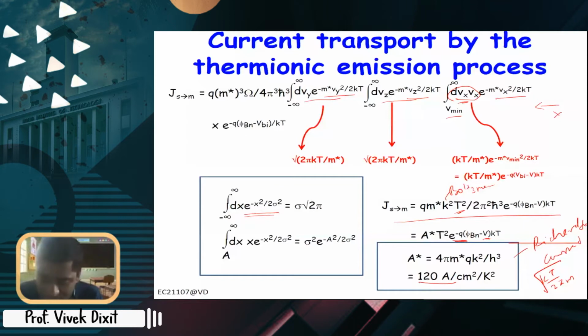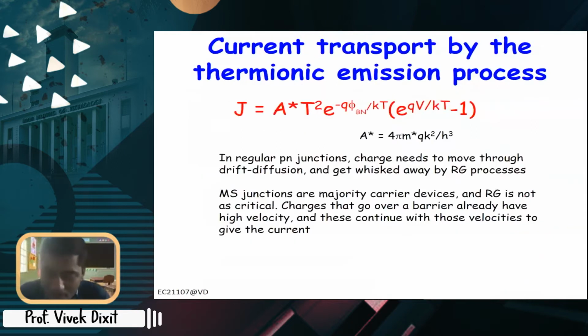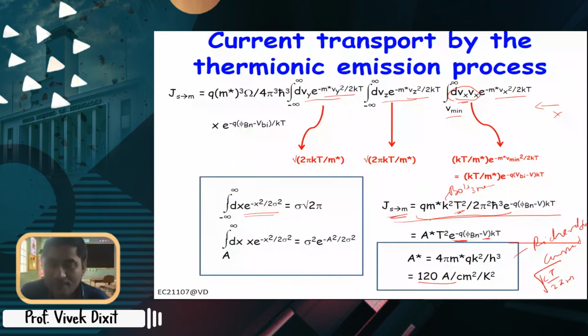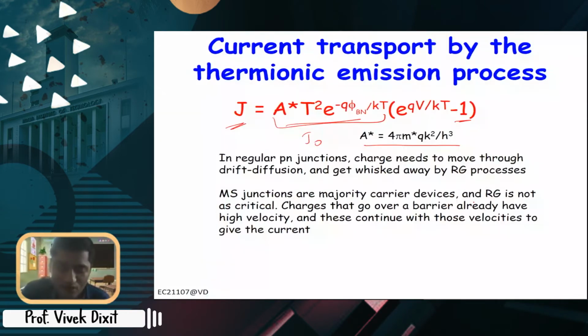So if you extract out this thing from this coefficient, we can get a very nice expression. This is the overall expression with the Richardson constant. Now if you extract out this thing, you can write this coefficient as J naught, right? And then here we have subtracted minus 1, the saturation current. So this becomes a total current. The expression we derived was from semiconductor to metal carrier flow, right? It is the overall current. So we have just subtracted minus 1 here.